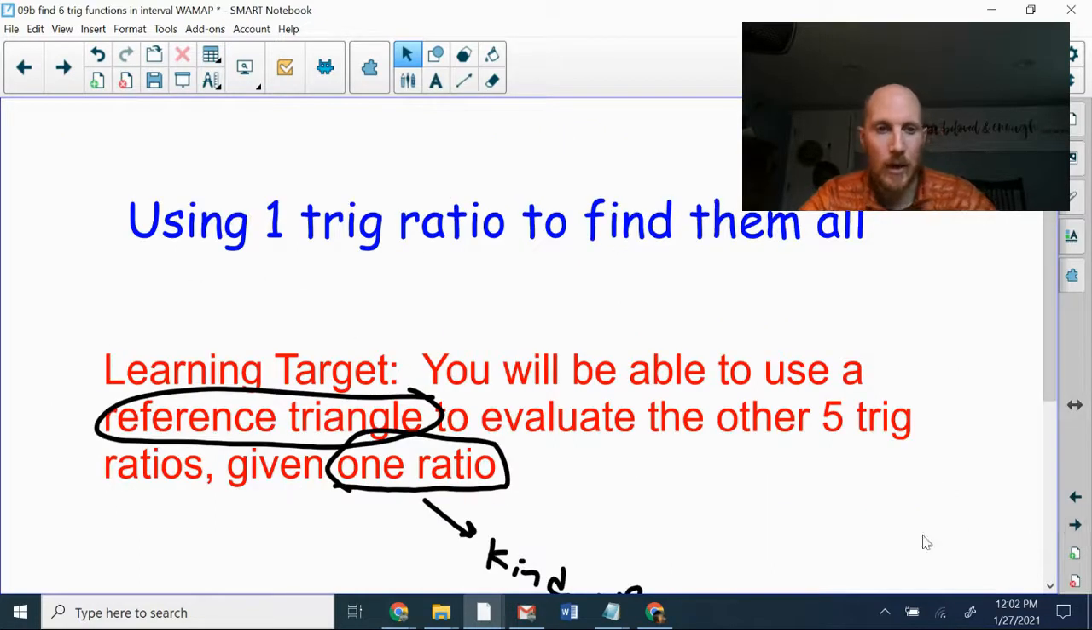So today we'll be looking some more at using reference triangles to evaluate trig ratios that are unknown. There are two key features of using reference triangles. One is we'll need to identify quadrants, and secondly, we need to know how to use the reference triangle.